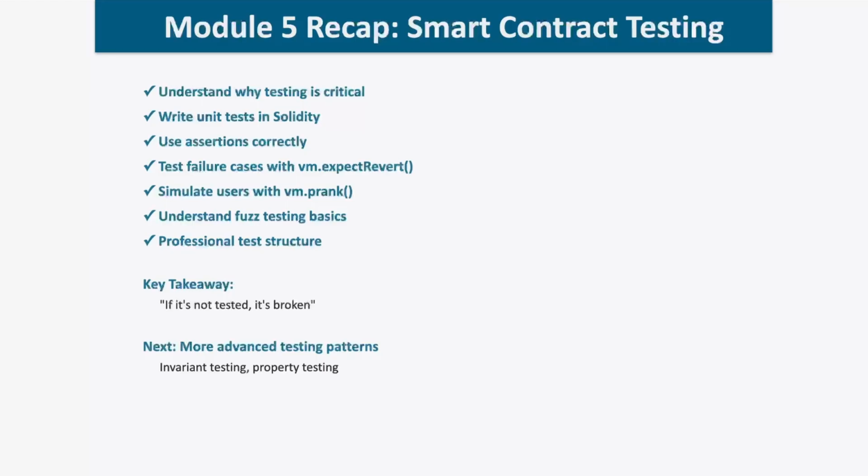Now you have the skills to write robust contracts and test them professionally. In Module 6, we'll explore advanced testing patterns: invariant testing, property-based testing, and fork testing. But you have the foundation. Great work completing Module 5. You're now equipped to build secure smart contracts. The testing discipline you've learned here will serve you throughout your career.